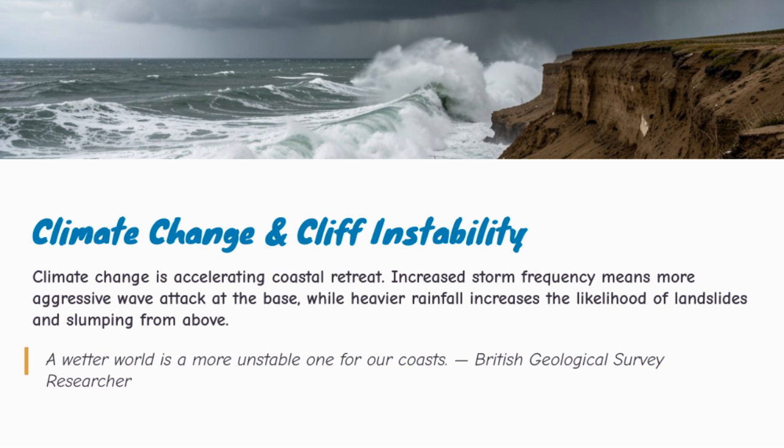Second, heavier rainfall can increase instability from above. More rainfall means more water infiltrates cliff material. If the cliff contains clay or other weak material, this water can increase saturation, add weight, and reduce friction. That makes landslides and rotational slumping more likely. So climate change can attack cliffs from both directions. Waves attack from below. Rainfall and weathering weaken from above. This is why a wetter and stormier climate can make coasts more unstable.